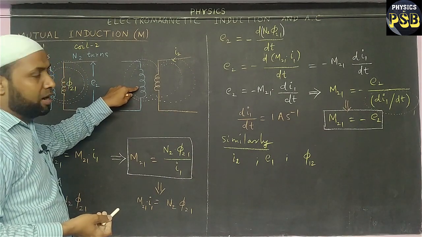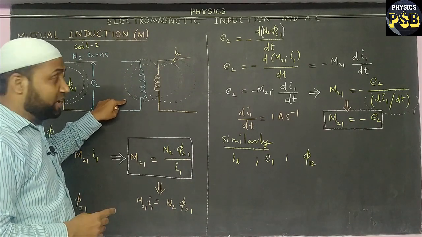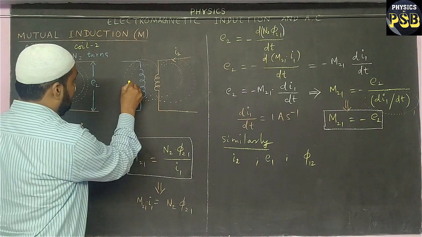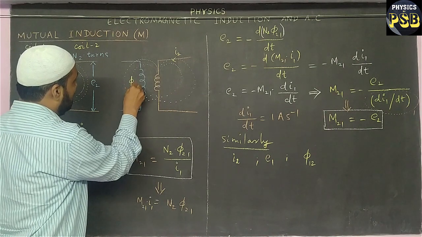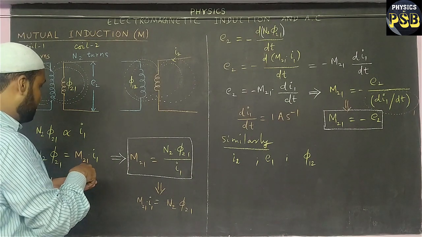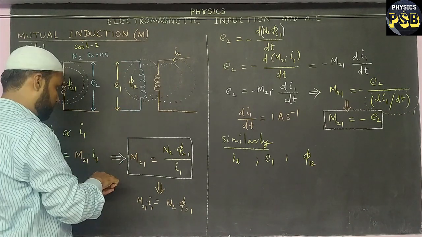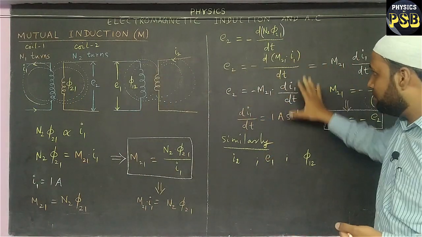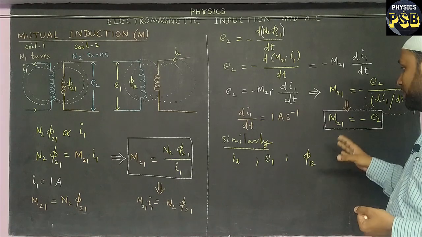The number of magnetic field lines linked with the first coil is referred as the magnetic flux linked with it. And the magnetic flux linked with the first coil is represented by letter phi 1 2. And due to this, an EMF is induced here. That EMF is represented by letter E1. Now, by following the same method, we obtain the value of E1 and as well the value of M12.